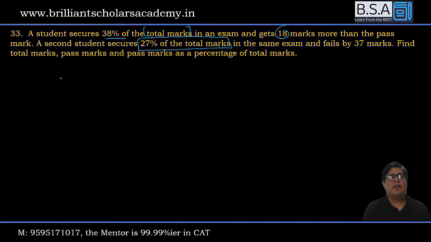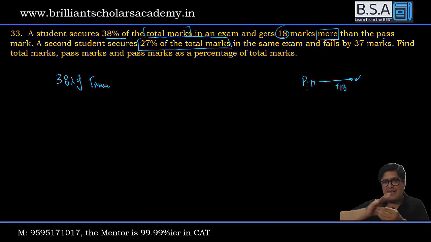सुनो. The student who has got 38% of total marks, उसके 18 मार्क्स ज्यादा है, हैज गॉट 18 मार्क्स मोर देन पास. तो पास मार्क्स का एक लिमिट होगा. दिस स्टूडेंट इज 18 पॉइंट्स अहेड ऑफ दिस. ये उसका स्कोर है, पास मार्क से 18 आगे.